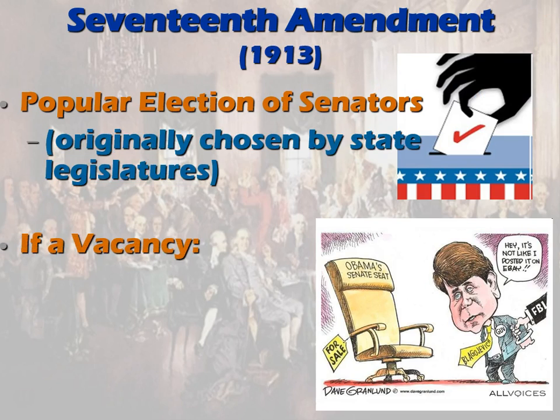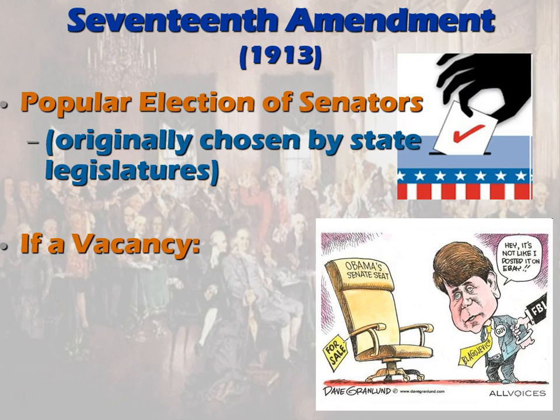So the 17th Amendment says that you now have the right to elect your state senators. So while they were originally chosen by the state legislature, now people get to vote for senators, and that's how the Senate elections work today.